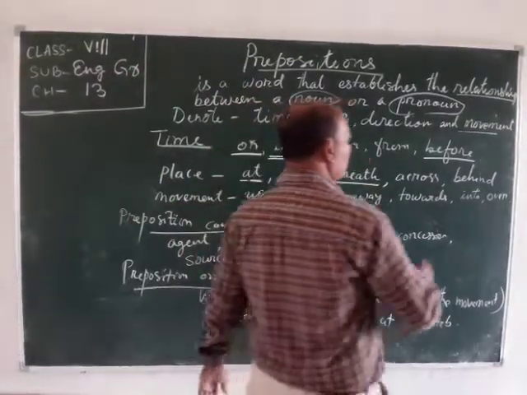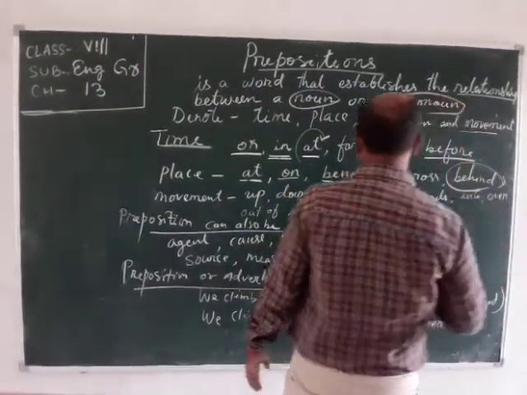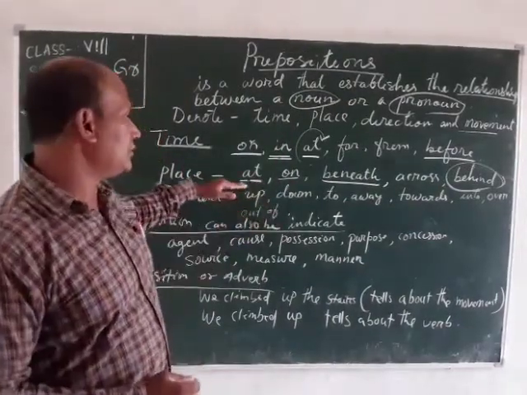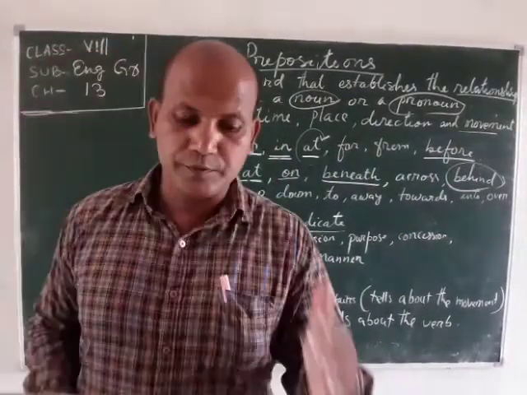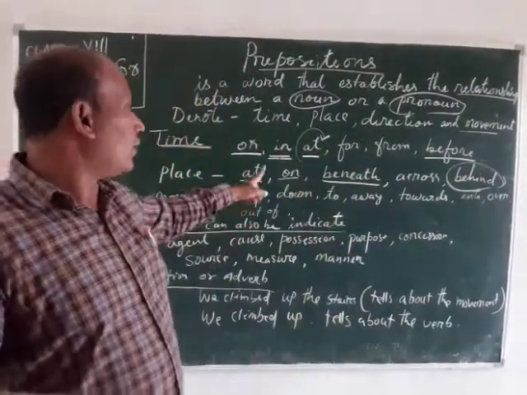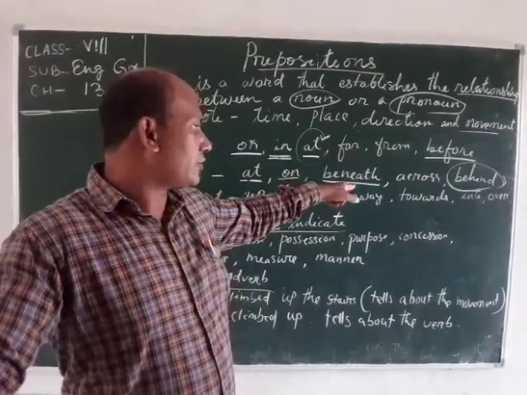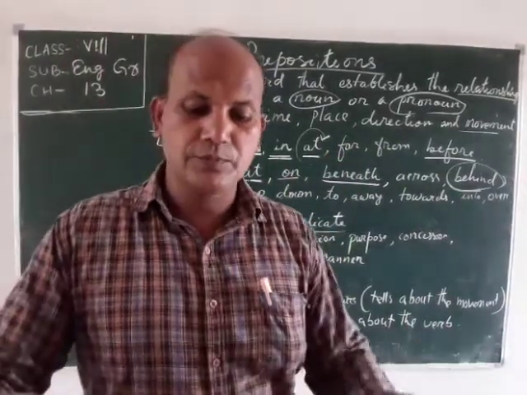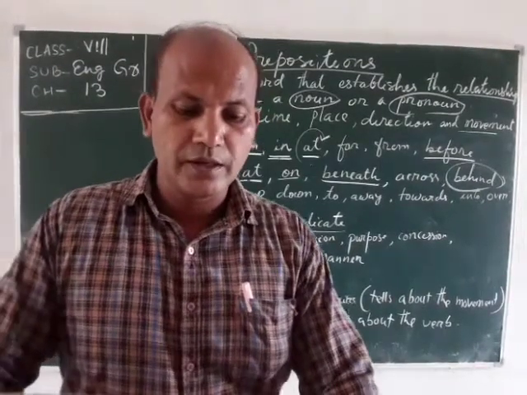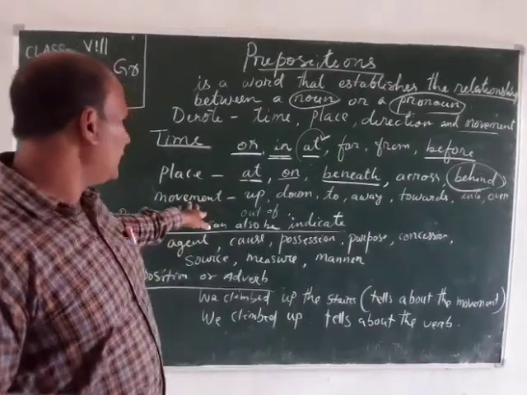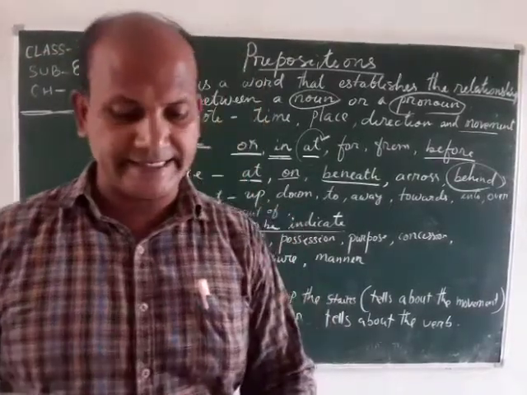We are talking about the place, where, meaning at this place. You can use this type of preposition to make sentences. So in these sentences, at, on, beneath, across, behind tell us where someone or something is positioned, and they are known as prepositions of place. It's clear. Next point, preposition of movement.